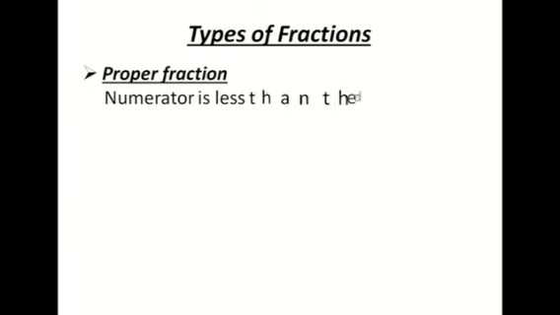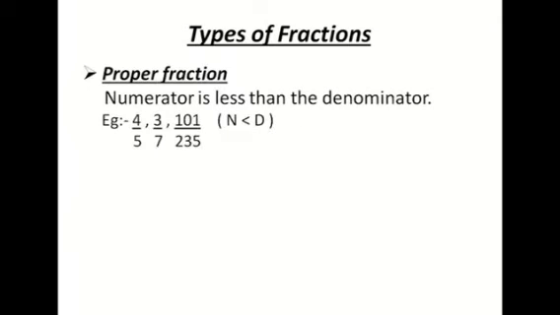The first one is proper fraction. When the numerator is less than the denominator, we call that fraction a proper fraction. You can see the example 4/5. So numerator 4 is less than the denominator 5. 3/7, 101/235. So when the numerator is less than the denominator, we call that fraction a proper fraction.